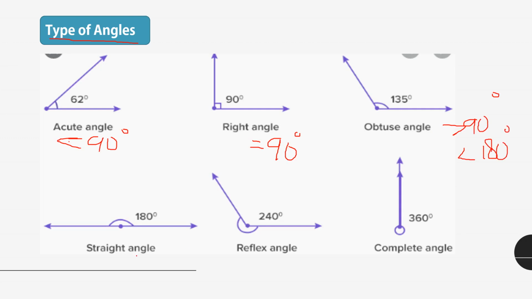Here is a straight angle. This is exactly 180 degrees. This is a reflex angle. This is greater than 180 degrees. This is a complete angle or a full rotation. This is exactly 360 degrees.